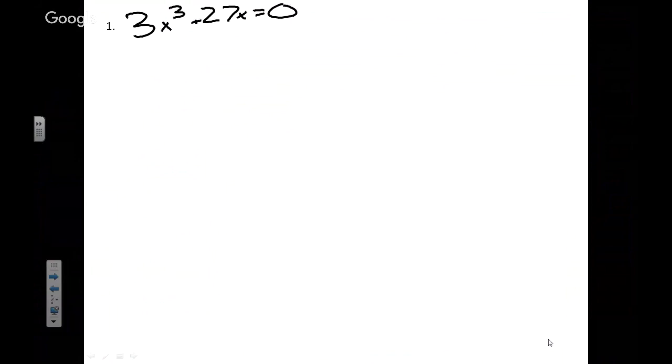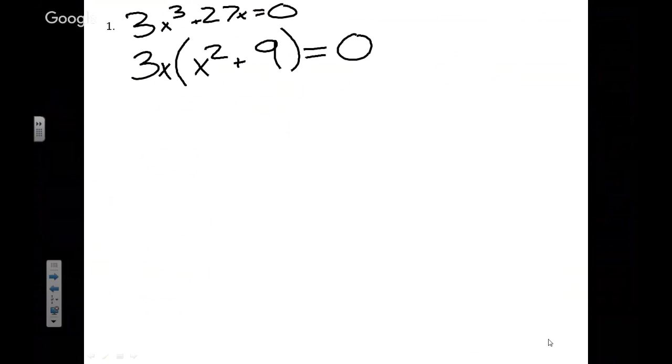3x. See how here we have a 3x to the third, and here we have 27x. We can take a 3x and factor it out, and then what do we have left? So then we have x squared plus 9, because if you multiply 3x times 9, that's how you get 27x. And still, that equals 0.